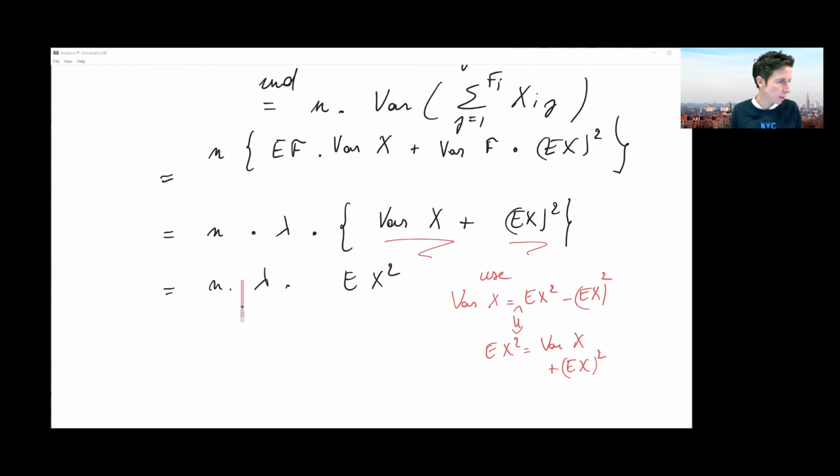And I agree, Sebastian. Yeah, so I didn't need this step, but I just wanted to show you. If you see something like this, variance of x plus the mean squared, then you immediately think about, okay, that's the same as the second moment of x.